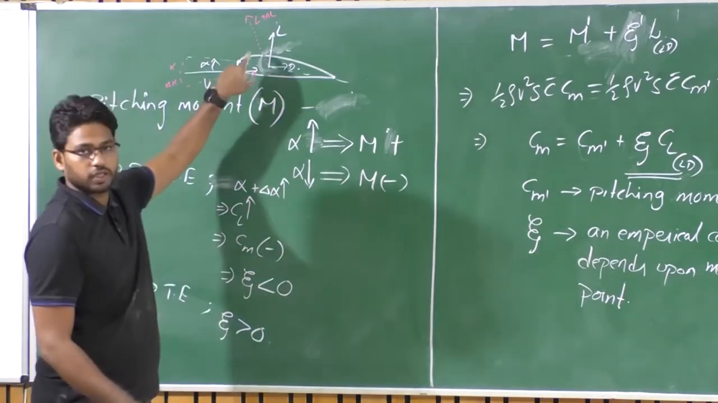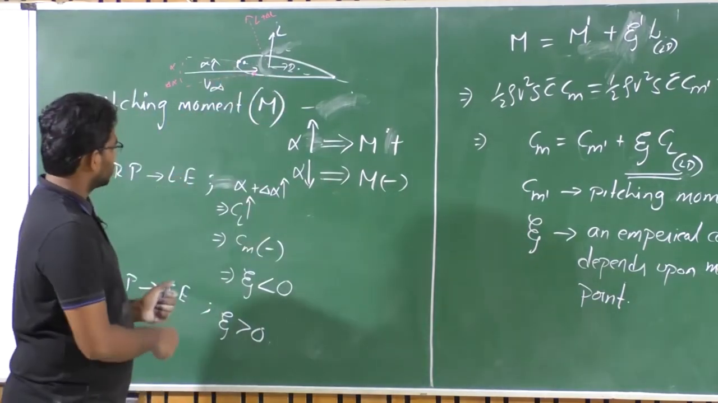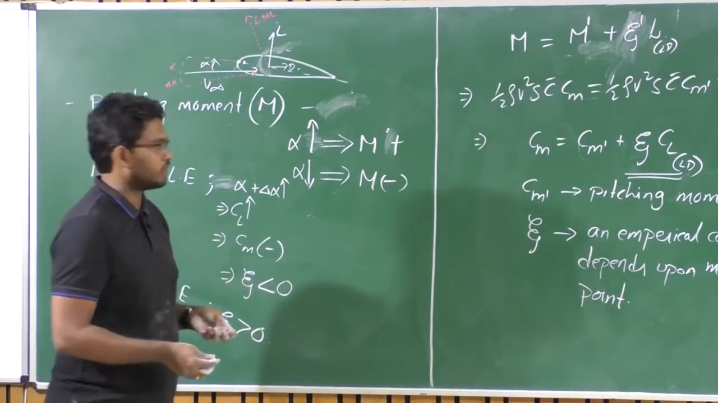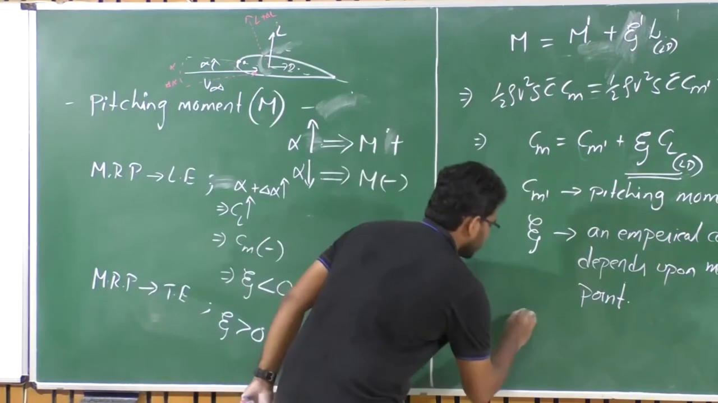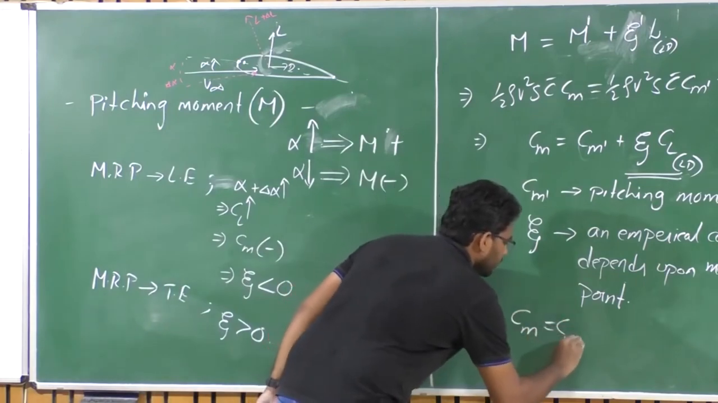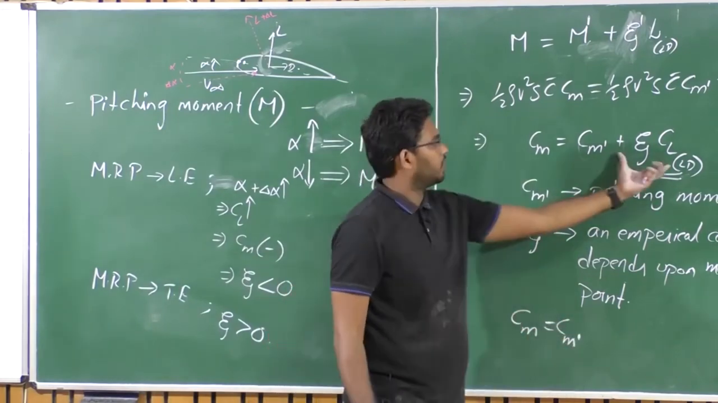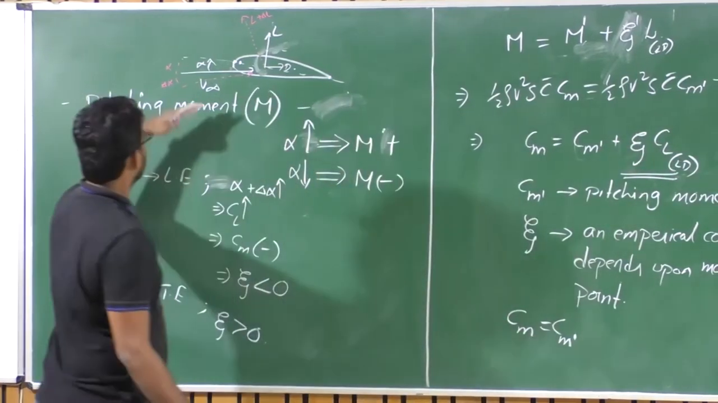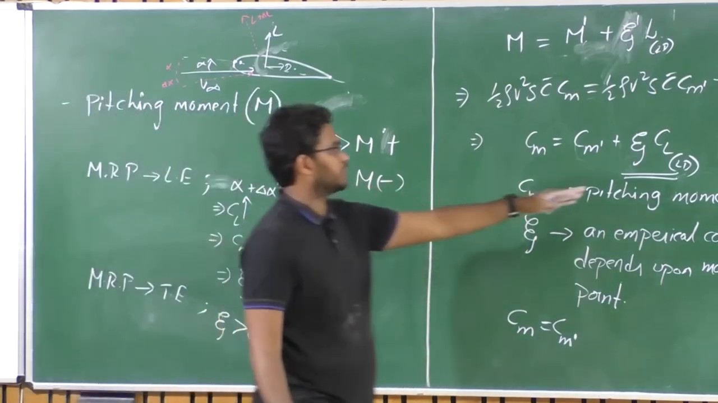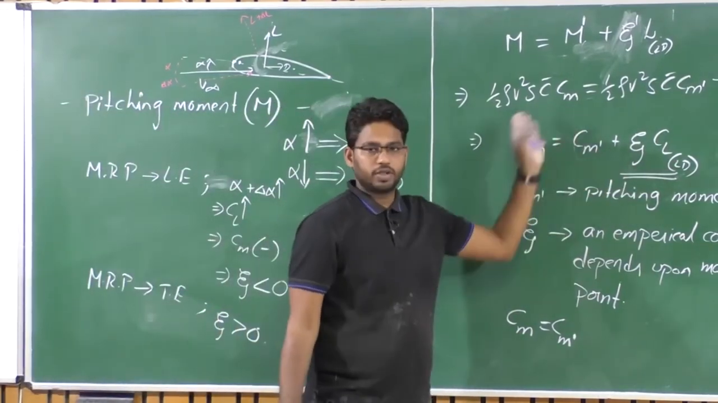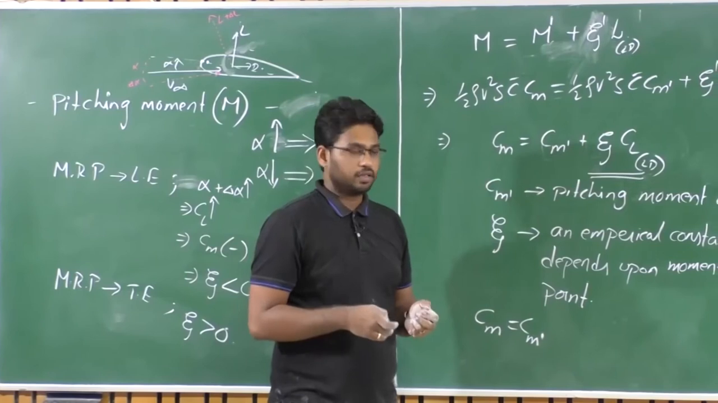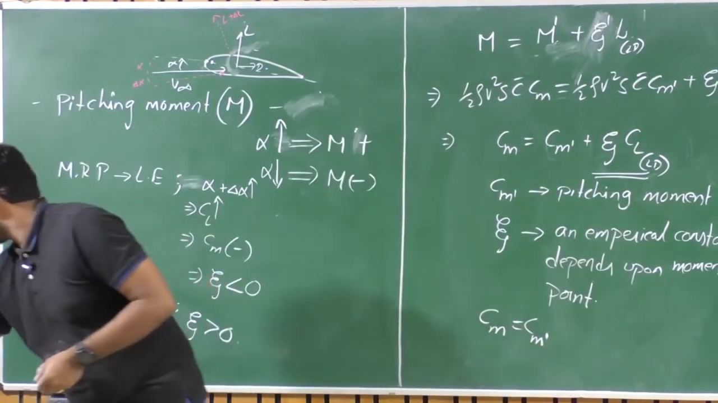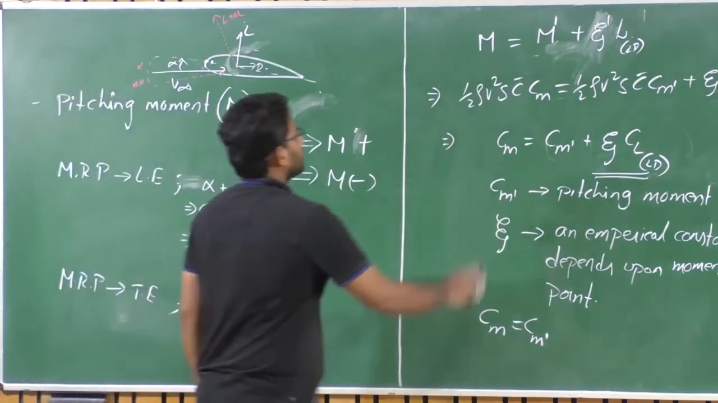So for a certain location on this chord line, that particular location is known as the aerodynamic center, right? So what does it mean? CM now becomes CM prime, which is independent of CL, when zeta is 0. Even if you change the angle of attack, CL will change, but it will not affect the overall pitching moment about that particular point. So that particular point is known as the aerodynamic center. So let's define it.